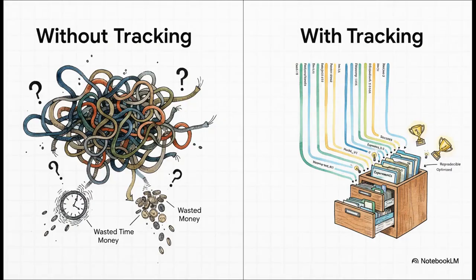And why is this so critical? Come on, you know these training jobs can take days and cost a fortune in compute resources. The absolute nightmare scenario is getting a great result, but you've lost track of the exact combination of code, data, and settings that produced it. Proper tracking means you can reproduce any success perfectly, compare experiments intelligently, and stop wasting precious time and money.